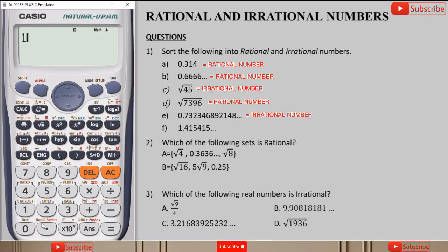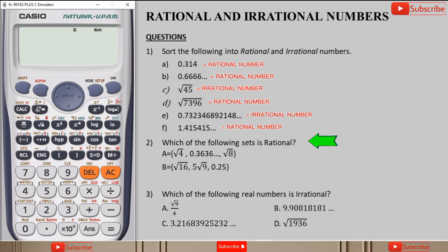So we have 1.415415. So I input as many numbers as I can. But the numbers should be at least 14 as I indicated earlier. So I think it is okay. Afterwards, I tap on equal to. So this is the same as 1,414 out of 99, which is a fraction. And because the calculator displayed the result as a fraction, we conclude that this particular number is also a rational number.